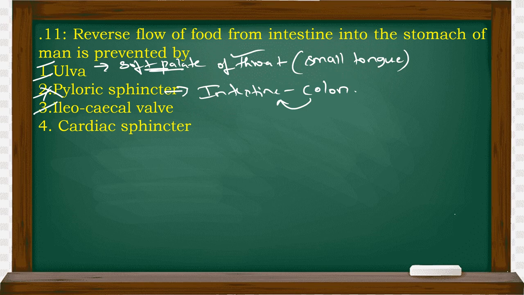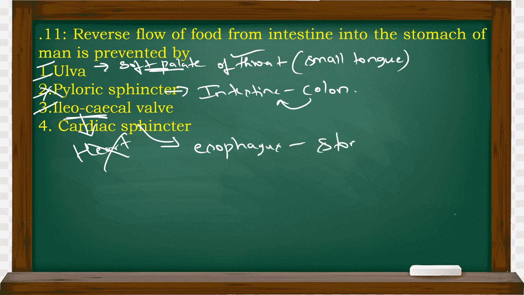The fourth option, cardiac sphincter. When you hear the word cardiac, few people confuse it with the heart. It is not something that is present in the heart. Rather, it is something that is present between the esophagus and the stomach. So it is a wall that is present between the esophagus and stomach, which prevents the entry of the food from the stomach back into the esophagus.